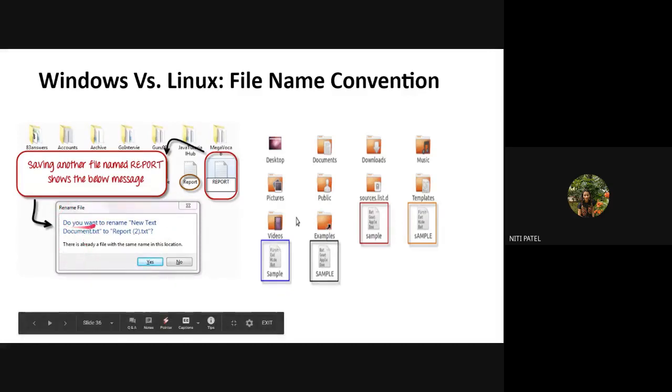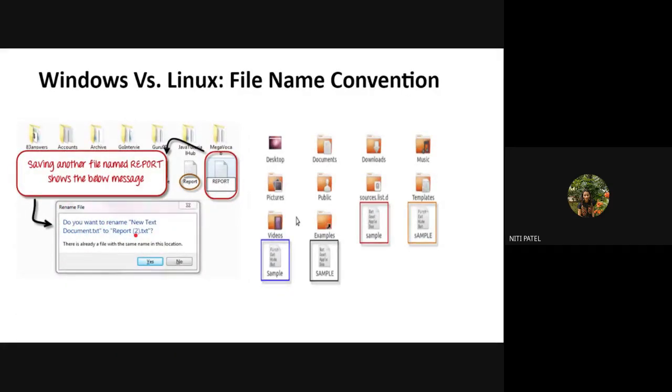Do you want to rename this new text file to report 2? Why report 2? Because it has the same name. Yes or no? But this is allowed if it is your Linux operating system. Now, either I can have one file with the name report and a second file with the name report 2. I cannot have both files with the name report if it is Windows.